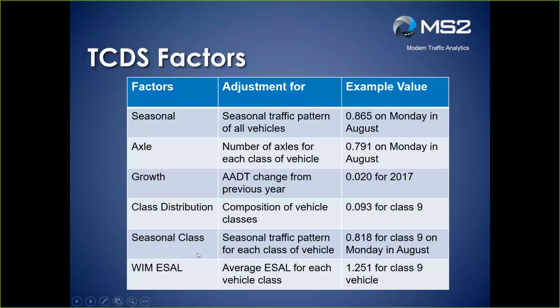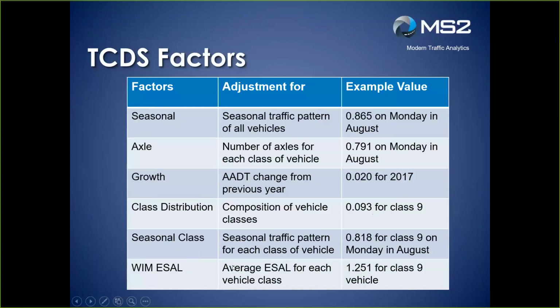And then the next factor is the signal class. We talked about the signal factor in the first line here. This one is a little bit more advanced because the signal pattern may be different for passenger cars versus class 9 vehicles. So that's what this class factor is about. What it's saying is that you have a 0.818 factor value for class 9 on Monday in August. That means you tend to have a higher volume of class 9 vehicles on Monday in August. So when you count class 9 vehicles, you need to discount it by about 19%. So that's what it means.